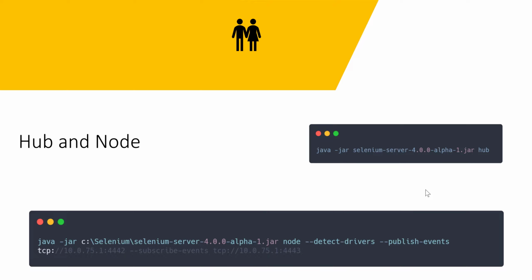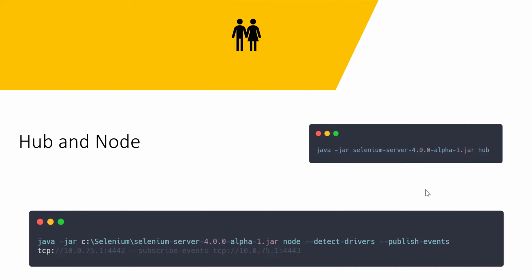The next option is the hub and node option. Again, this is the same configuration as we used to do, but this time for the node configuration, you are going to specify the detect drivers option, which specifies that whatever drivers you have within your machine in the system path will be used. You will also have a publish events parameter, which specifies the hub, and the subscribe events for the hub as well. Once you run the hub, it will emit the publish events and subscribe events options, and this is exactly what you need to subscribe to while you run the node.